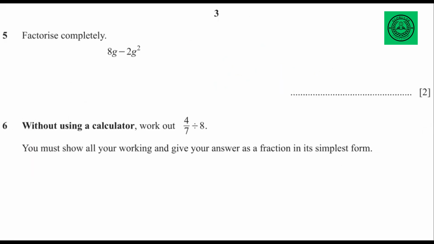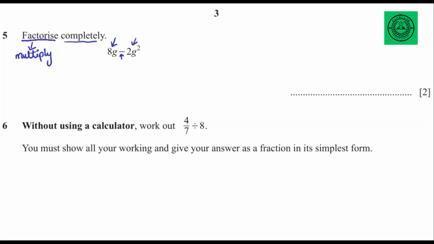Okay, so here we have question number 5, and in question number 5, we are being asked to factorize completely this given expression, which is 8g minus 2g square. So first of all, we need to understand what the word factorize means. Factorize means to multiply. Understand? Factorize means to multiply. So we have to convert this subtraction into multiplication.